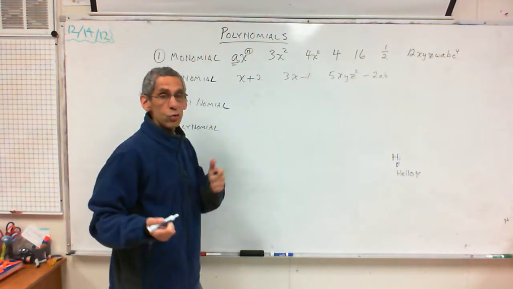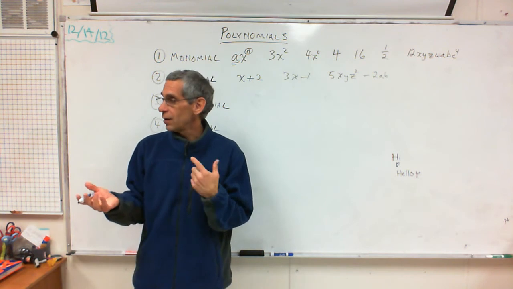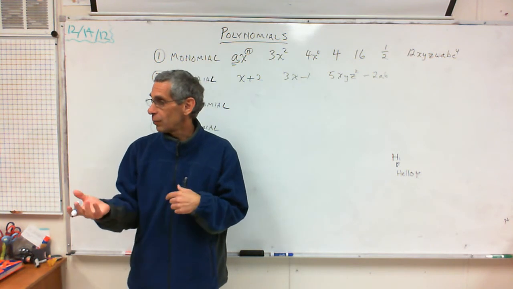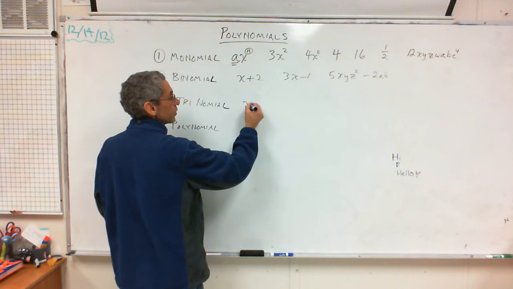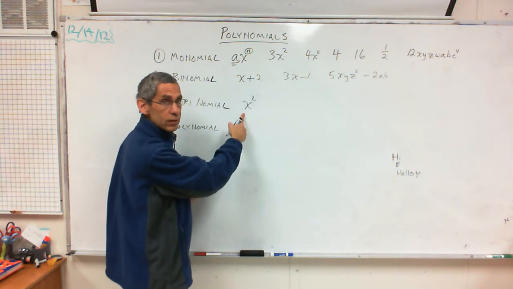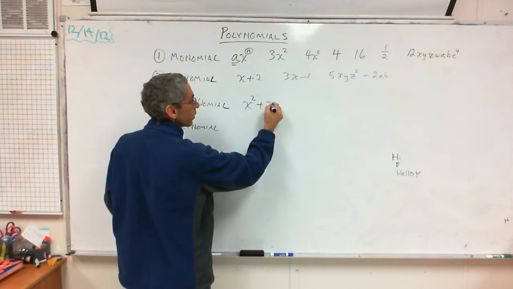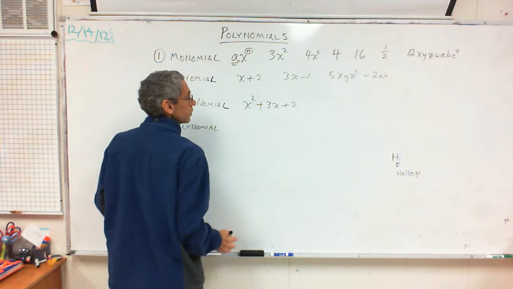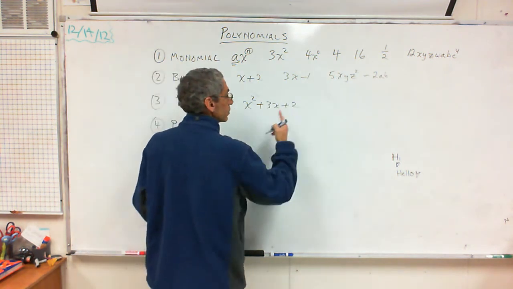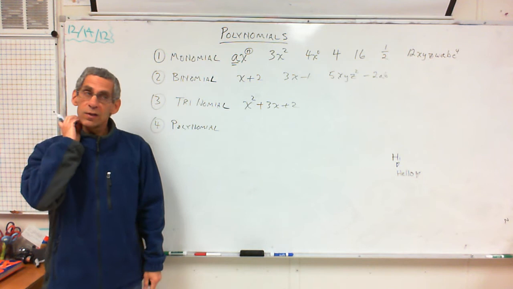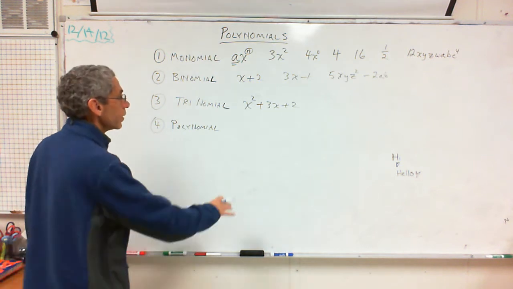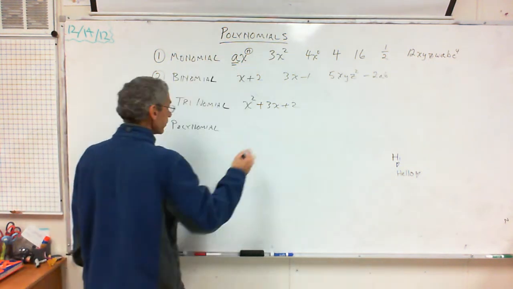Trinomials. If I have a plus and a minus, or a plus and a plus, or a minus and a minus, right? So that would be like this: x squared plus 3x plus 2. This is really common. You're going to know how to factor these soon, right? You're going to know how to do really cool stuff with this. No, I'll do that another time. Okay, so that's a trinomial.